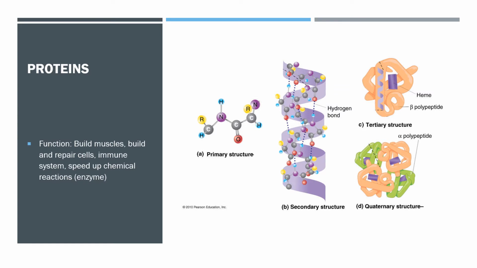All right, proteins. Their function is to build muscles, build and repair cells. They work in the immune system. They also speed up chemical reactions. You can find proteins in things like peanuts, almonds, meat, any kind of nuts, fish, things like that. Tofu, there's some in tofu as well. All right, this is the structure of a protein right here. This is the monomer of the protein. Okay, the one building block. This is called an amino acid.